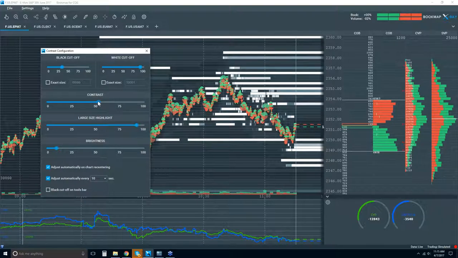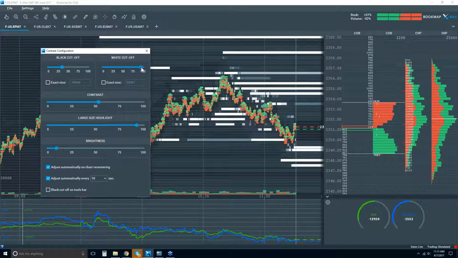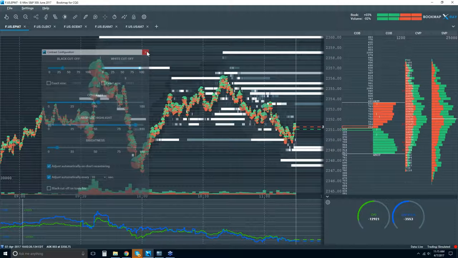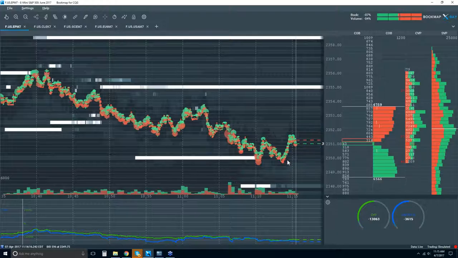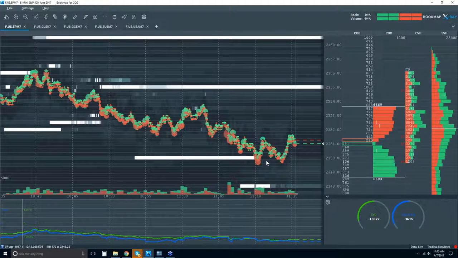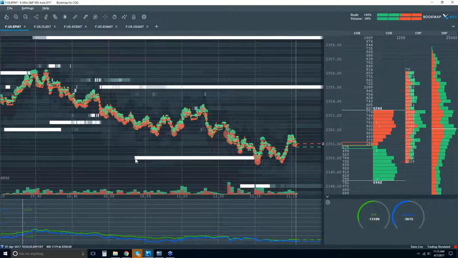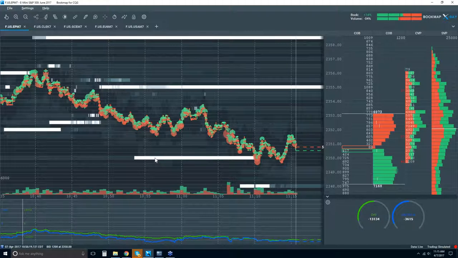Okay, and usually it just takes me a second here to get this adjusted, but today I want to zero in on what's really important. Okay, I don't want to see some of that longer or some of that shorter term liquidity here. Okay, so for example, this is giving me pretty good insight, right?